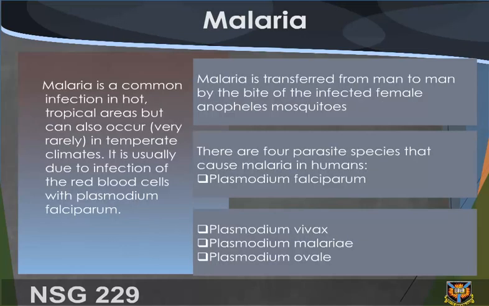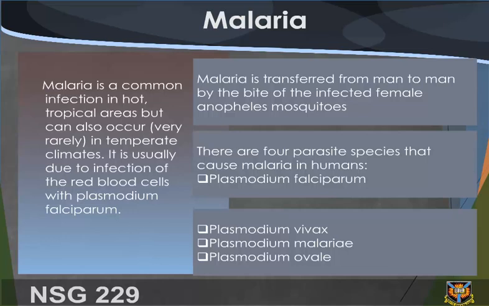Malaria. Malaria is a common infection in hot tropical areas, but can also occur very rarely in temperate climates. It is usually due to infection of the red blood cells with Plasmodium falciparum. Malaria is transferred from man to man by the bite of the infected female Anopheles mosquitoes.